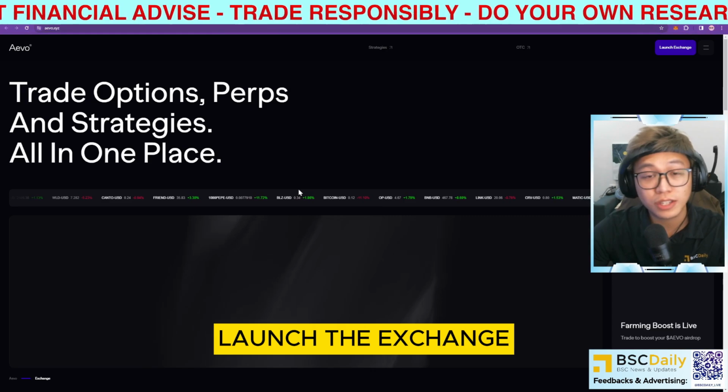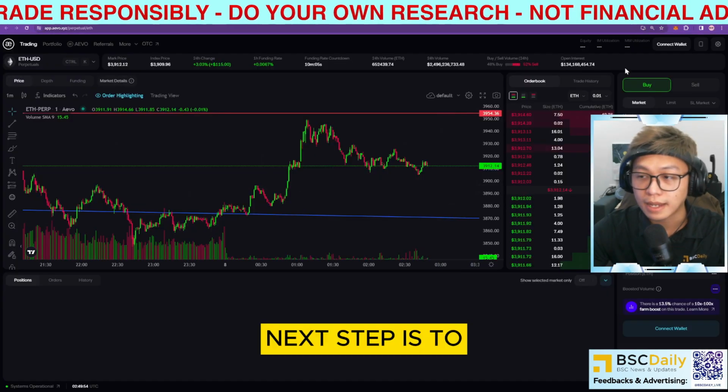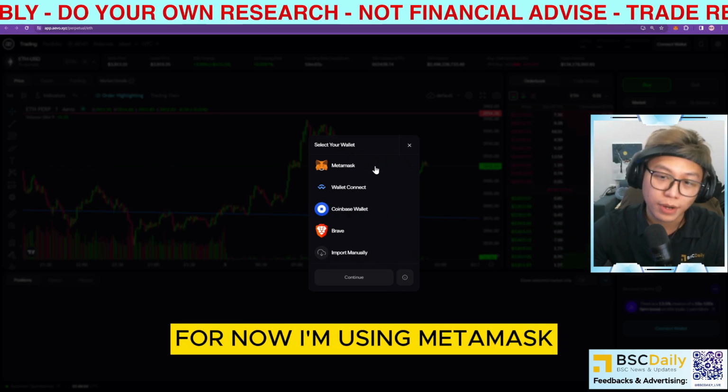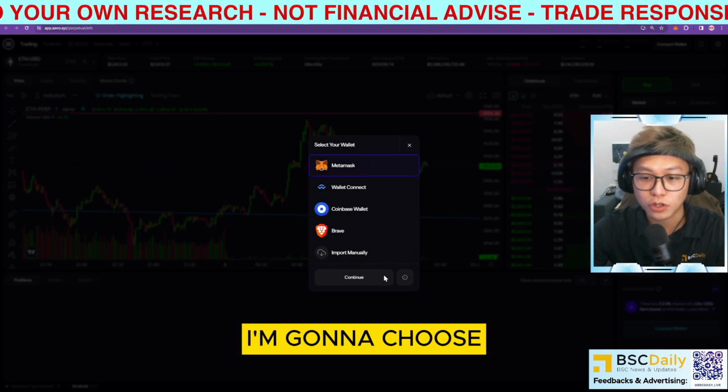Second, you need to launch the exchange on the top right. Next step is to connect your wallet. You can choose between a variety of wallets. For now, I'm using MetaMask, so that's what I'm going to choose.